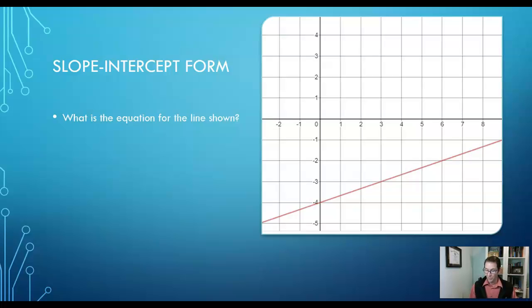And we can turn around backwards and we can say, what's the equation for this line? So we see that the y-intercept is a negative.